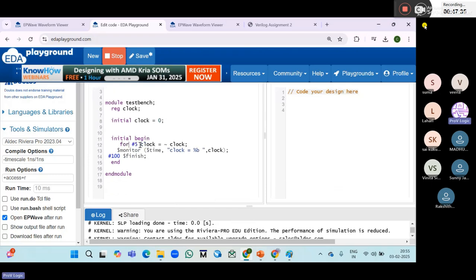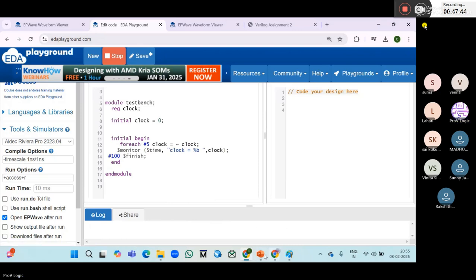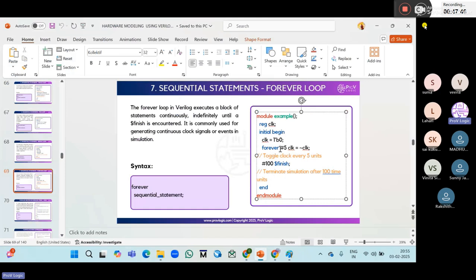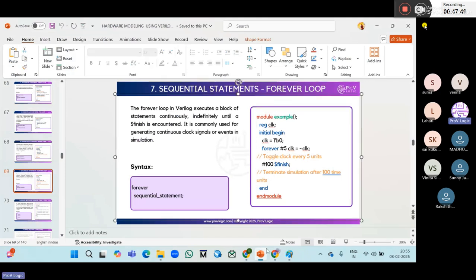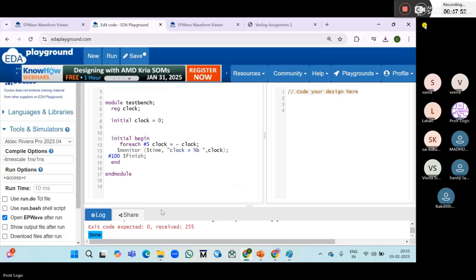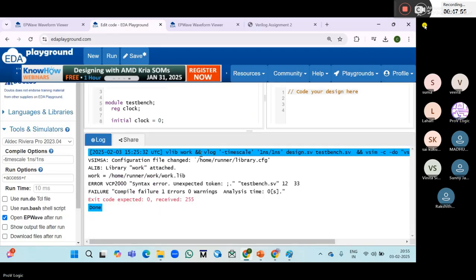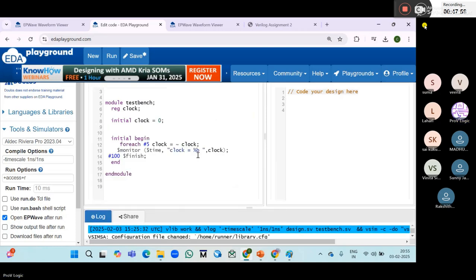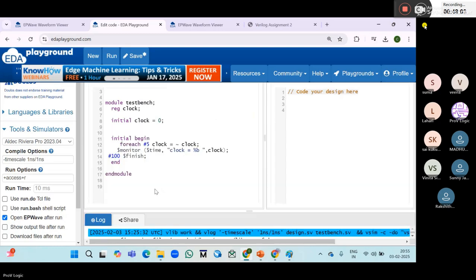Oh, sorry. Not forever, foreach. Here also we kept for only, not forever. Syntax error. Okay. In Verilog we have both forever and foreach also.